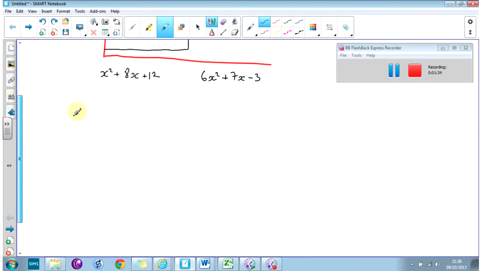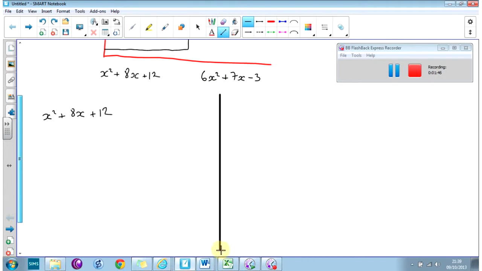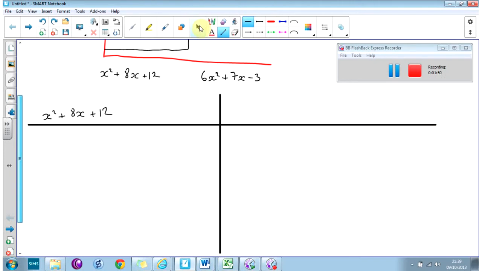So let's start with the easy one. Let's start with x squared plus 8x plus 12, and we're just going to contrast that with the difficult one on the other side. I should point out that if you don't know how to do them, then they're both difficult, and that's completely reasonable. But you'd want to start with the easy one first.